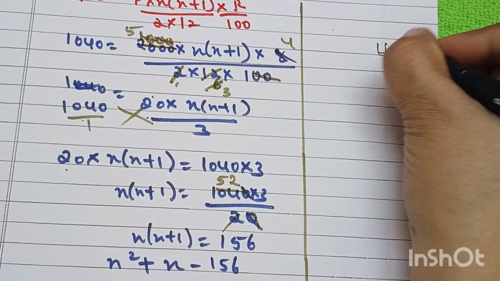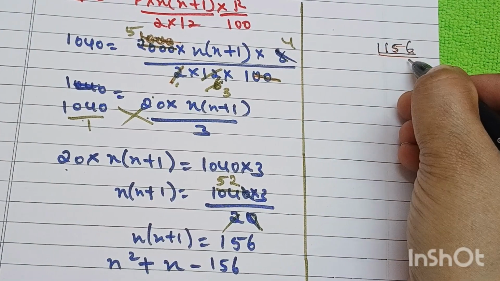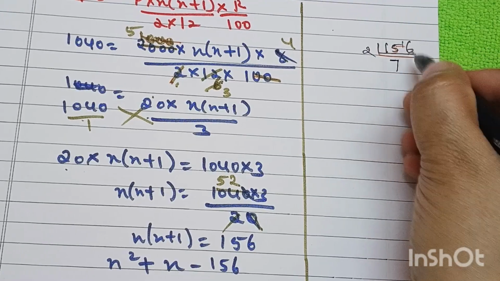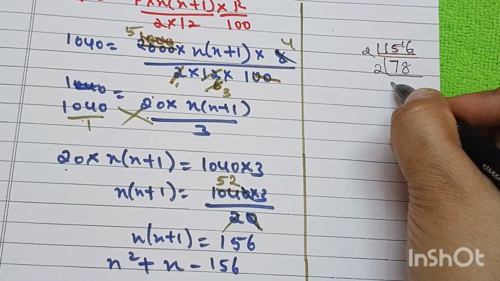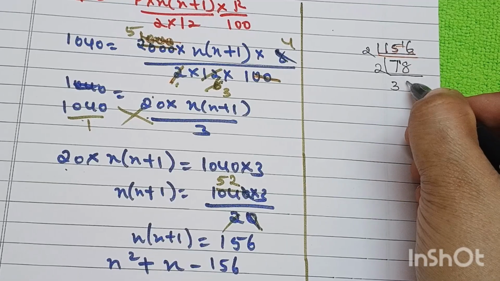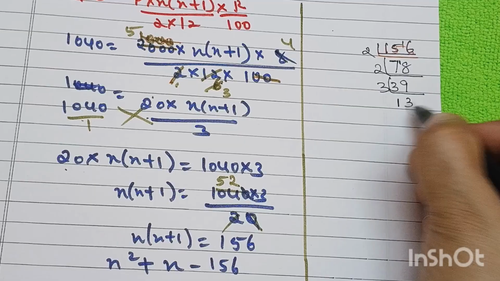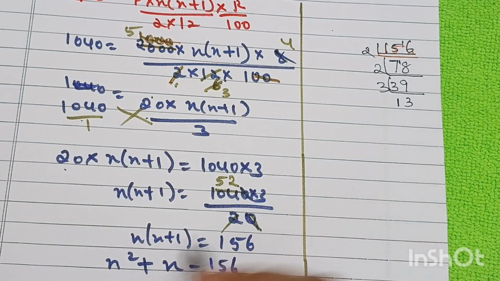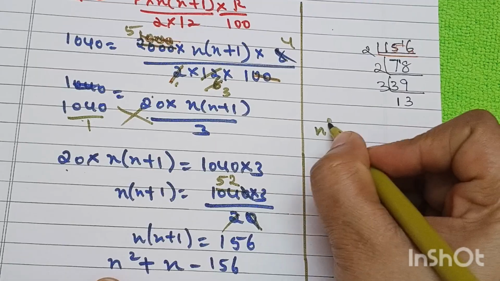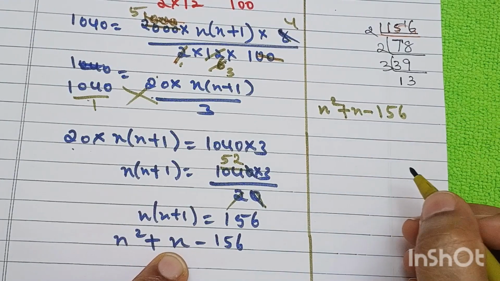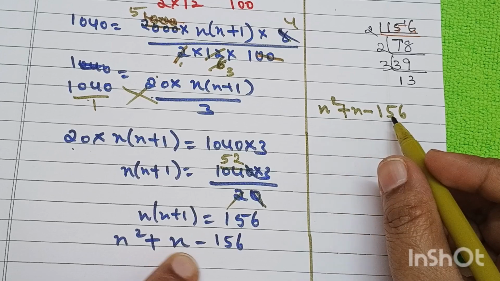156 ends in 6, meaning it is an even number. 2 2s are 4, 2 7s are 14, 2 8s are 16, 2 3s are 6, 2 9s are 18, then 3 1s are 3, 3 3s are 9, 13 is a prime number. So now I'll write this: n square plus n minus 156.